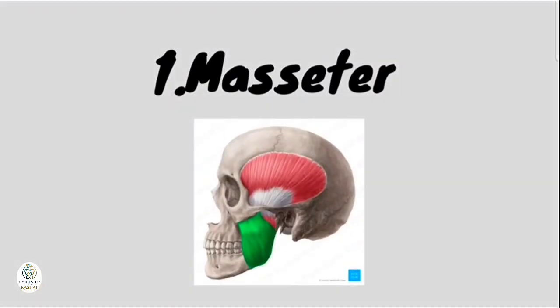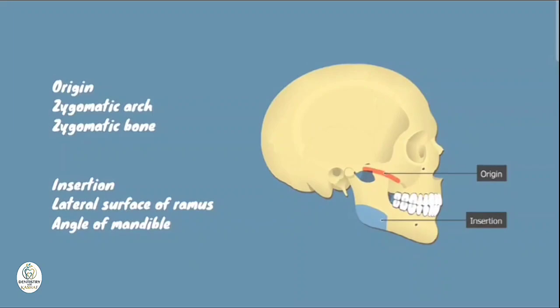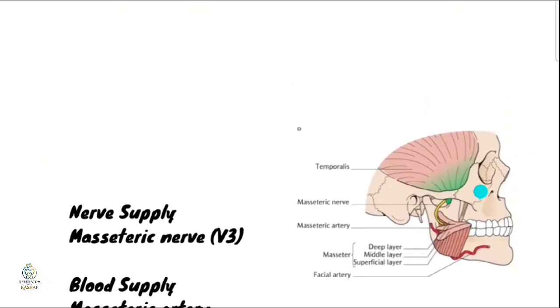Okay, number 1 is your masseter muscle, this big green one. What are its origin and insertion? It originates from the zygomatic arch, here the zygomatic bone, and is inserted into the lateral surface of the ramus and angle of the mandible. Talking about its nerve supply and blood supply, the nerve supply is from the masseteric nerve and the blood supply is the masseteric artery and facial artery.